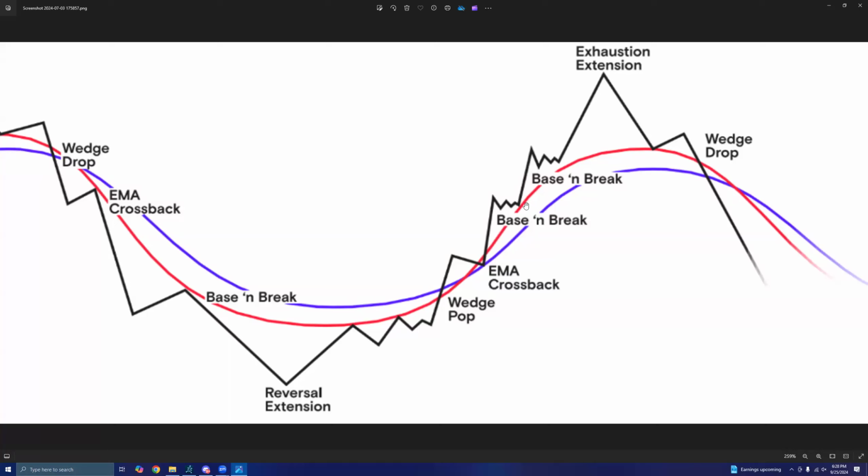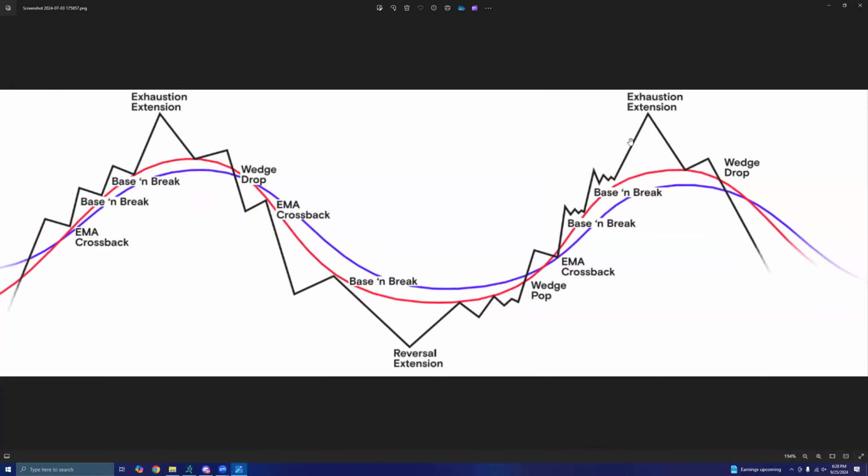From there, it's pretty common to see some kind of consolidation or flags back into the moving average. And typically speaking, the climax or peak of the trend is some kind of blow off top or strong move to the upside that extends very far from the moving average. And this cycle over time repeats.